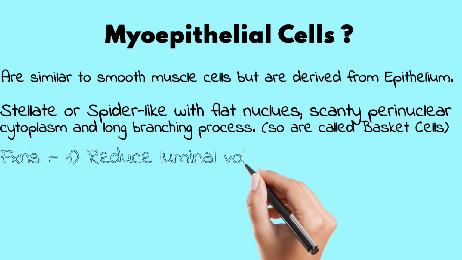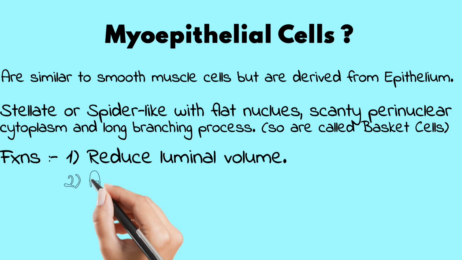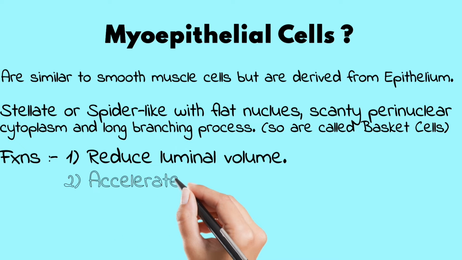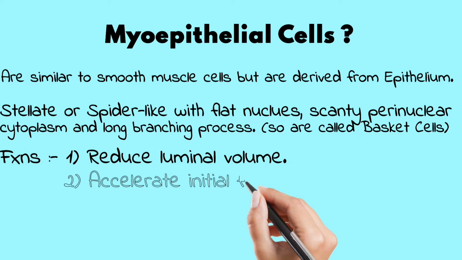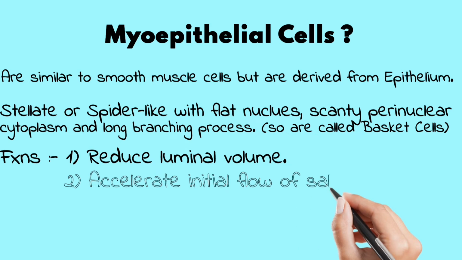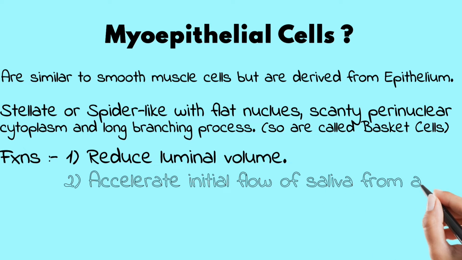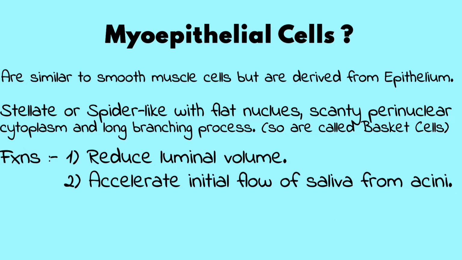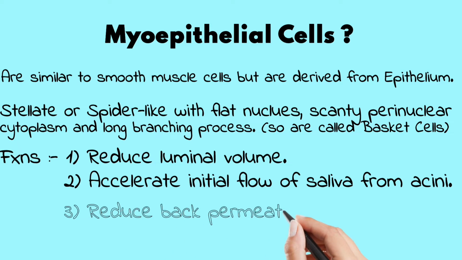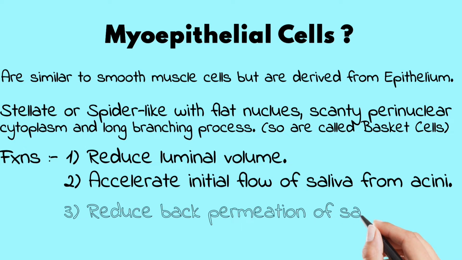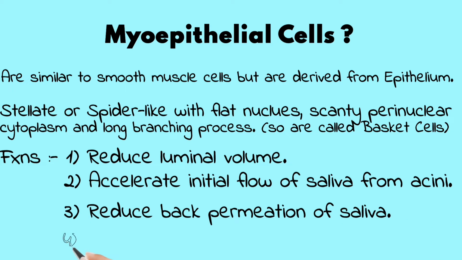These modified cells have the following functions. They accelerate the initial outflow of the saliva from the acinus. They also reduce the luminal volume, contribute to the secretory pressure in the acinus, and also reduce the backflow of the saliva. And this also helps in supporting the underlying parenchyma. So there are mainly 5 functions.